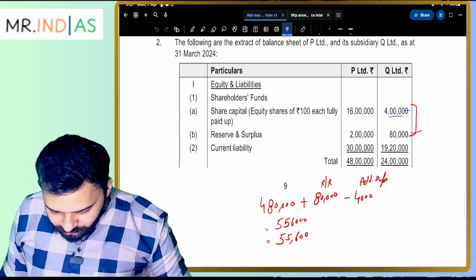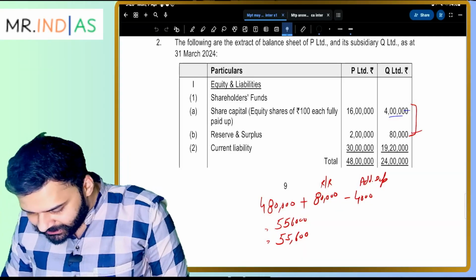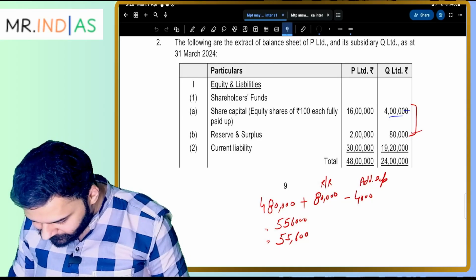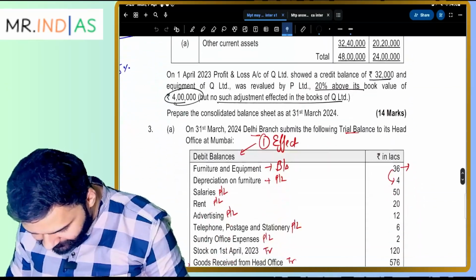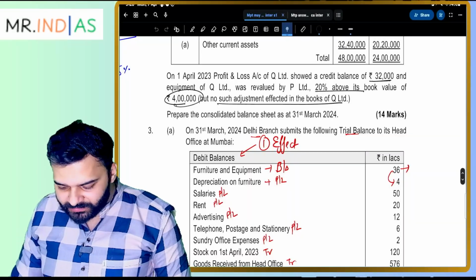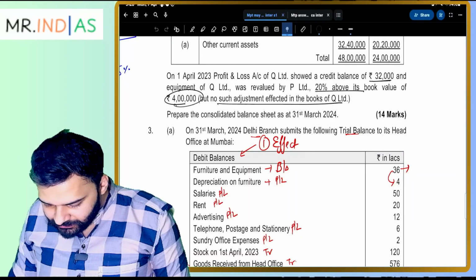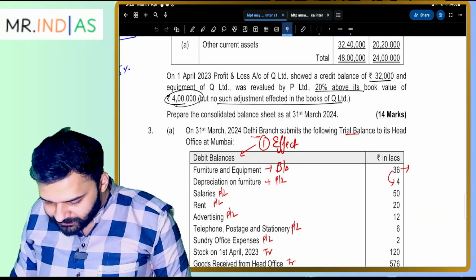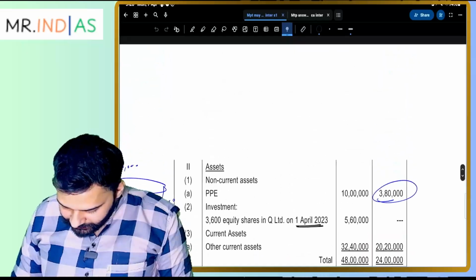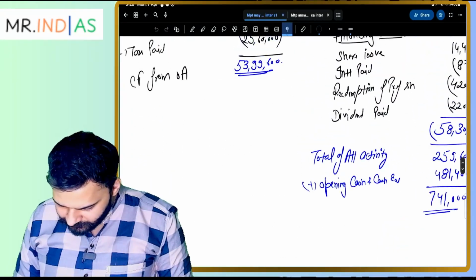Coming to the next question, question number 2. The following is an extract of the balance sheet of P Limited and its subsidiary Q Limited as on 31st of March 2024. So it is a consolidation question, I believe. On 1st of April 23, the profit and loss of Q Limited showed a credit balance of 32,000, and equipment was revalued by P Limited 20% above its book value of 4 lakh, but no adjustment was made in the books of Q Limited. And they had purchased investment on April 23. This is the simplest question of consolidation.